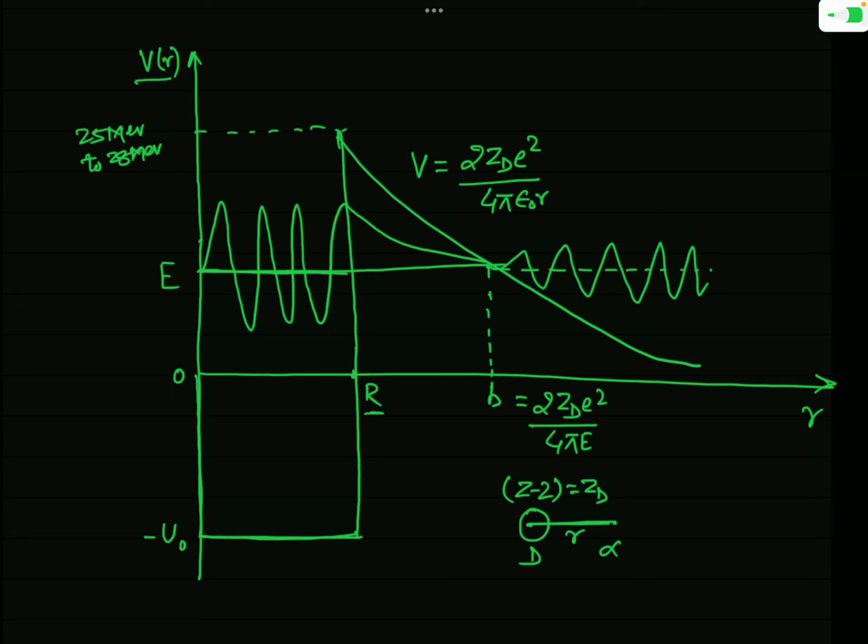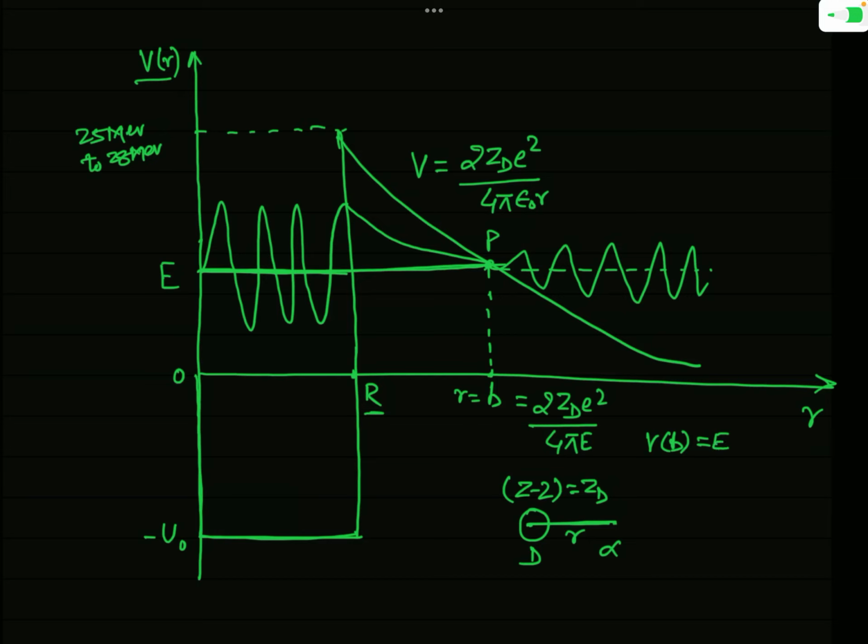In fact, in this figure I have shown that at this point the distance is equal to capital R, which is the radius of the nucleus, and at this point r is equal to B. And what is this B? At this point the potential energy V of r is just equal to the kinetic energy of the alpha particle. So if you consider that this point is P, this point corresponds to the point for which V of R, that means V of B, is just equal to E.